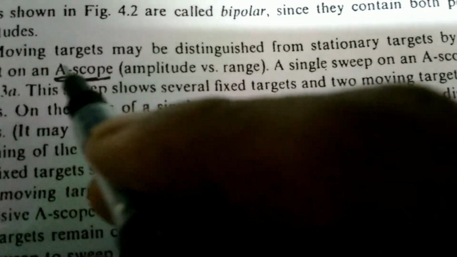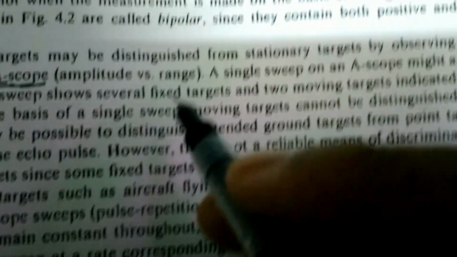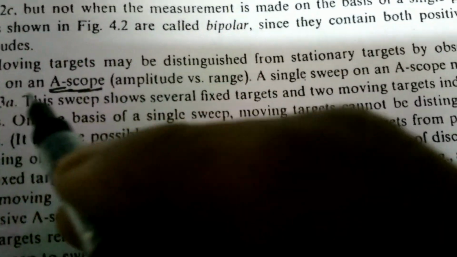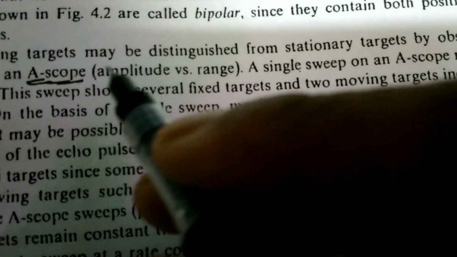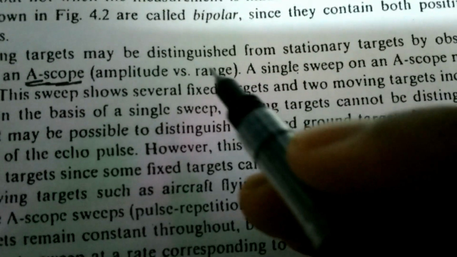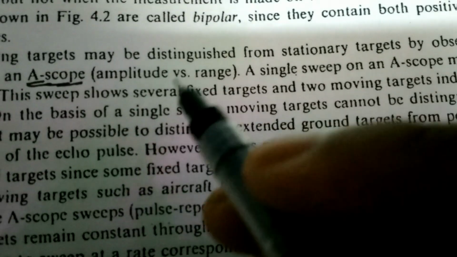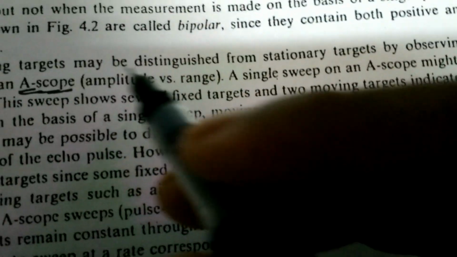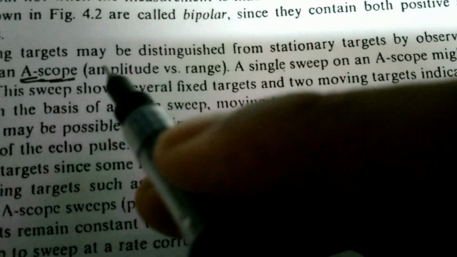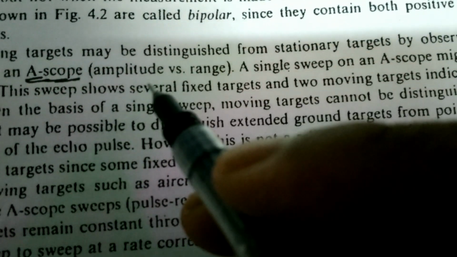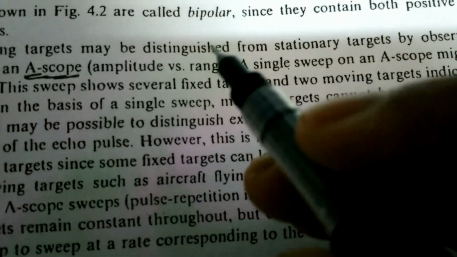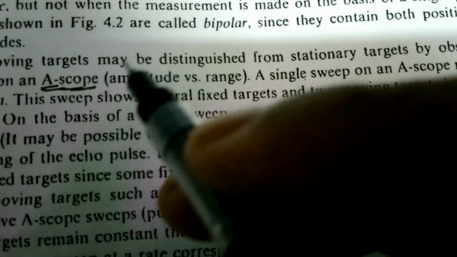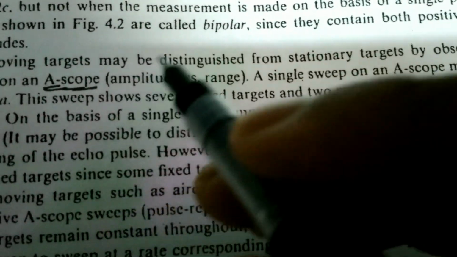Okay, let us consider moving targets may be differentiated from stationary targets by observing the video output on this. That means by observing this output, we are going to tell whether it is a stationary or a moving one. If the target is stationary, we can clearly say that the amplitude should not vary, right? If the target is moving, the amplitude should vary. Is it okay? This is the key point here. You have to write this key point in your exam. Just write this key point.